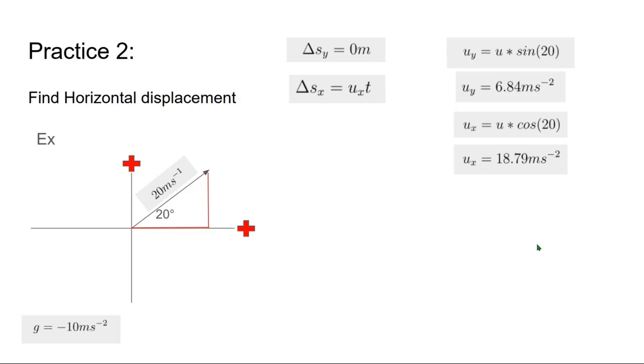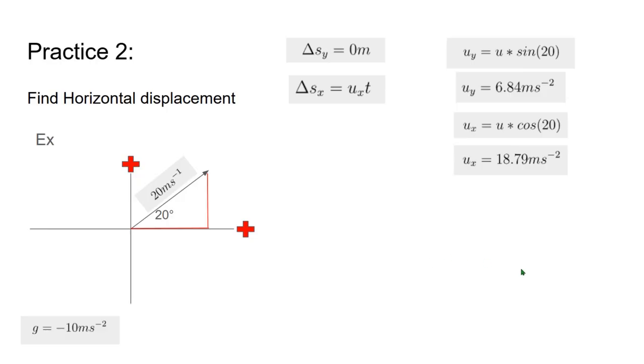Now that we have these two values, we can make several other deductions. First of all is the fact that ux remains constant until the ball hits the ground, since there is no horizontal acceleration acting on the ball, so the velocity will remain the same. Only the uy changes since it is acted upon by the gravitational acceleration.